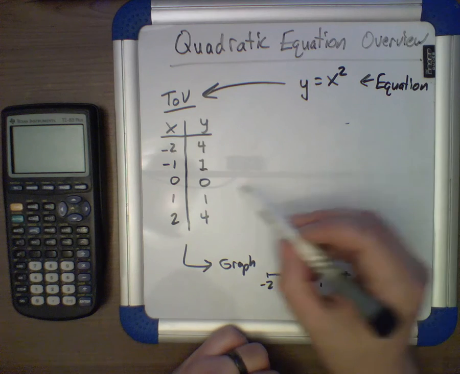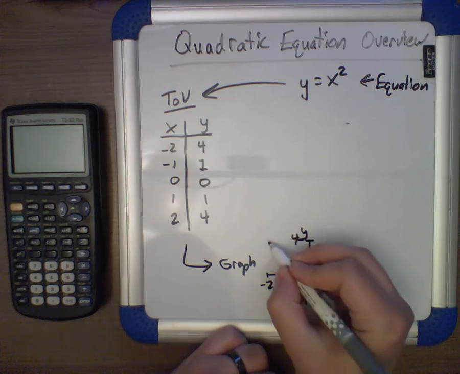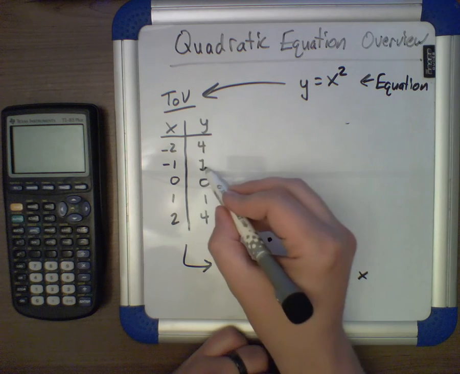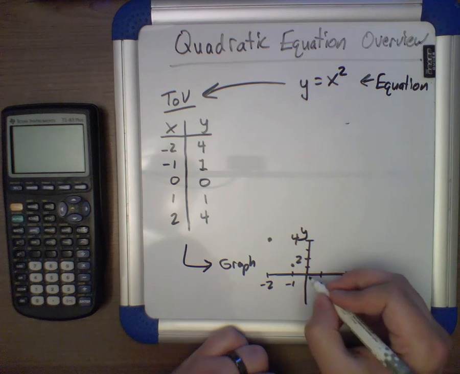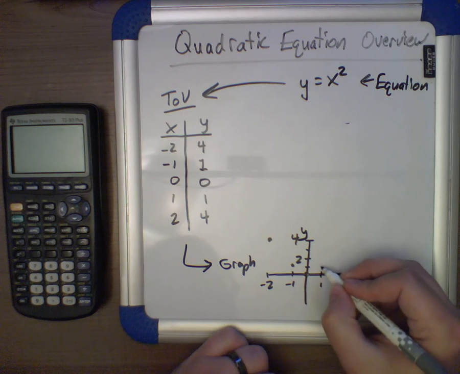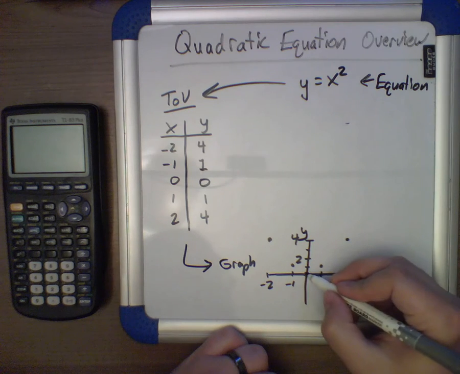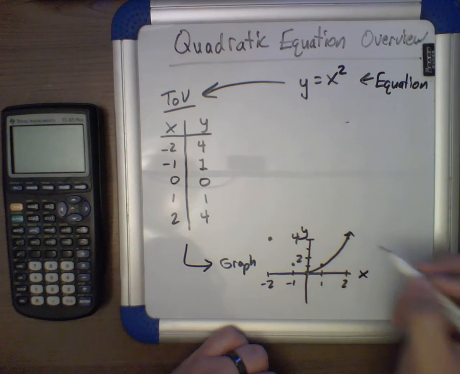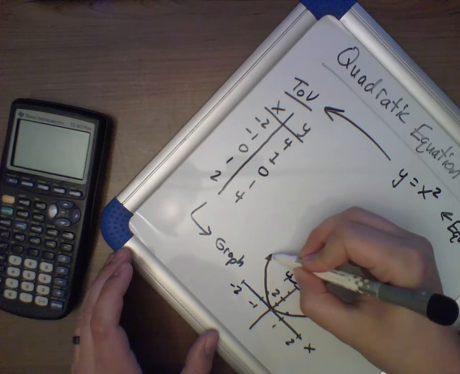Let's plot our points. When x is -2, y is 4. When x is -1, y is 1. When x is 0, y is 0. When x is 1, y is 1. When x is 2, y is 4. You might already have noticed something about the shape, and that's that it's symmetrical across the y-axis.